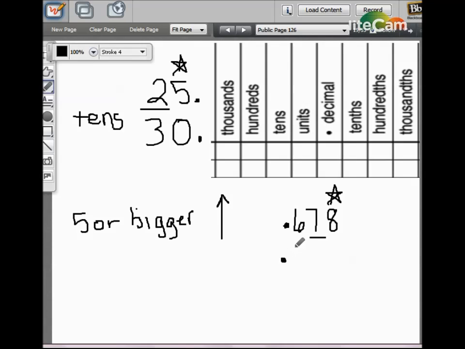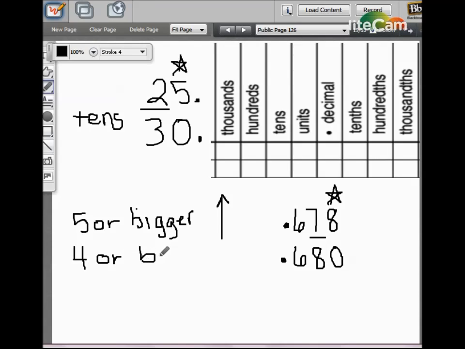So we can see that the 6 would stay exactly the same. You don't do anything to it. Anything in front of that underlined number, you keep just the way it is. Okay, the 8 made my 7 go up to an 8, and the star of the show and anything after it becomes zeros. So 678 thousandths rounds to 680 thousandths.